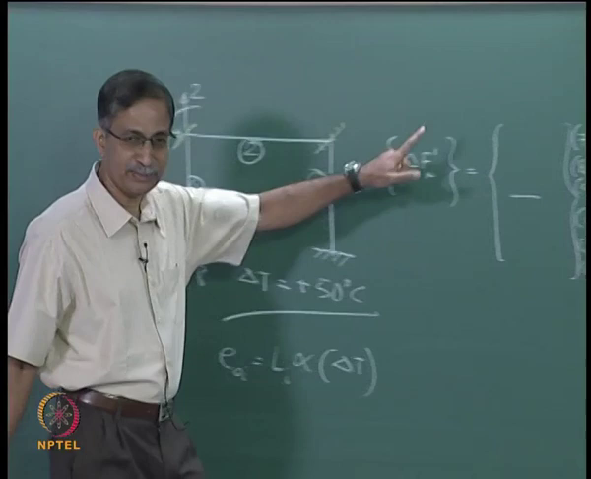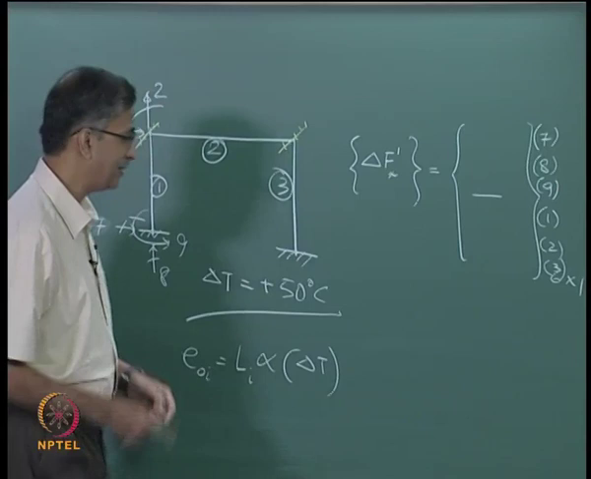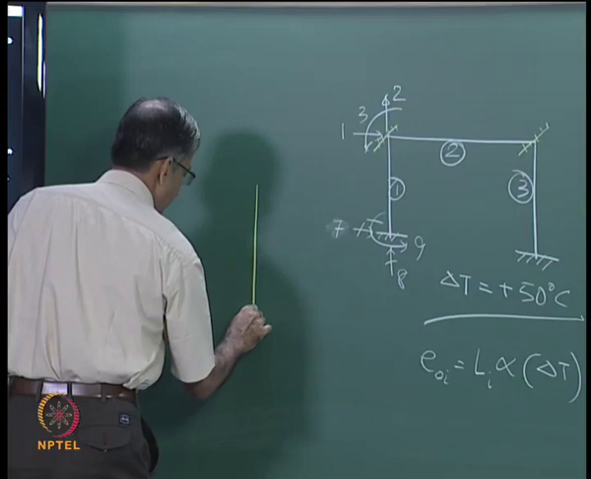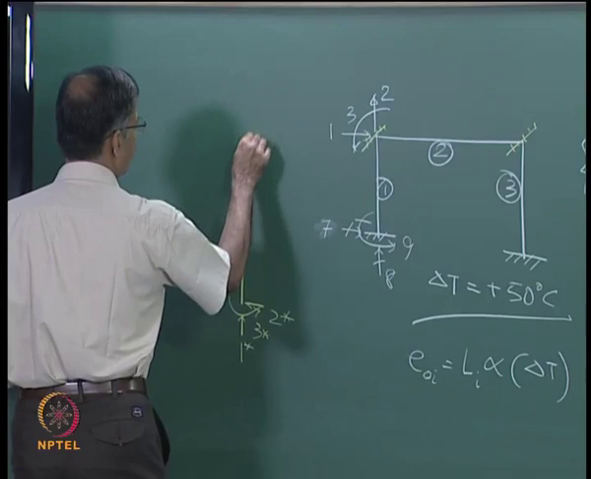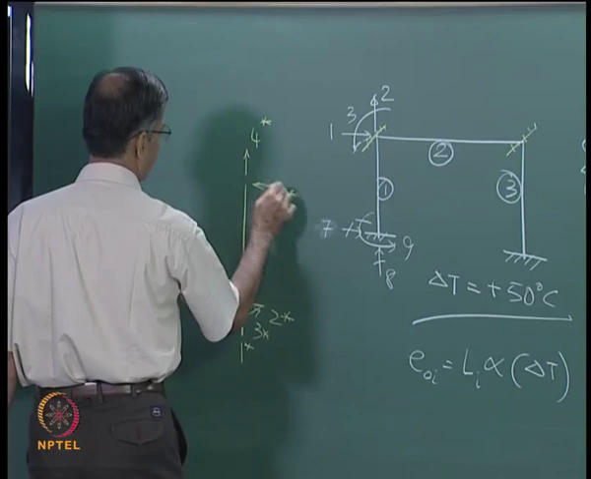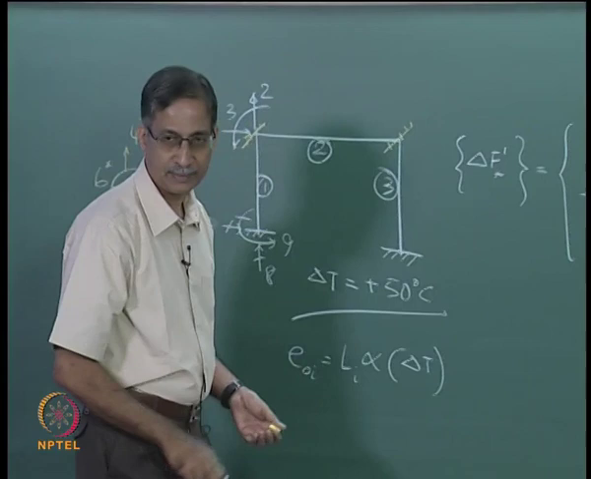What is the first element? So we are looking at an element like this, with this as 1 star, this as 2 star, this is 3 star, 4 star, 5 star, 6 star, right? And this is the element 1.